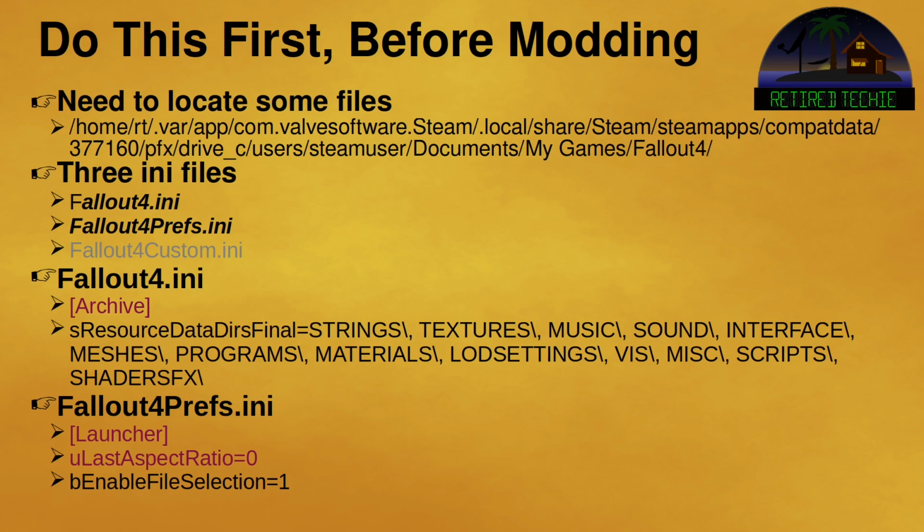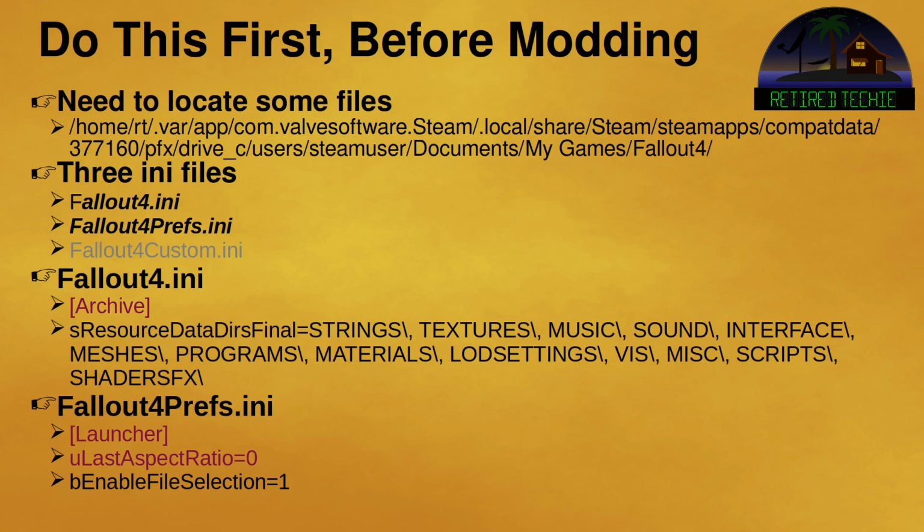Then we're going to move on to Fallout4Prefs.ini, and we're going to search the file for something called Launcher. There should be a uLastAspectRatio=0 under Launcher. Actually, you could have changed this one. There are a lot of factors, but it'll be there. What you need to add is bEnableFileSelection=1.